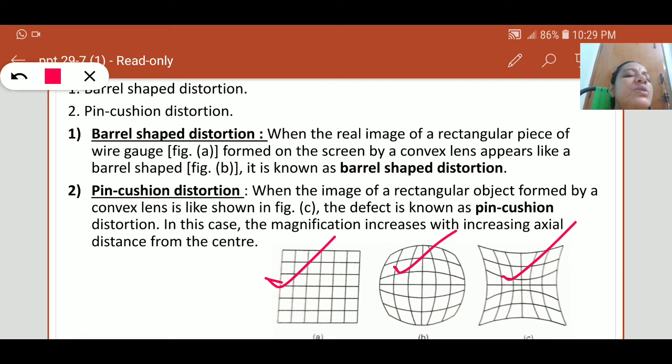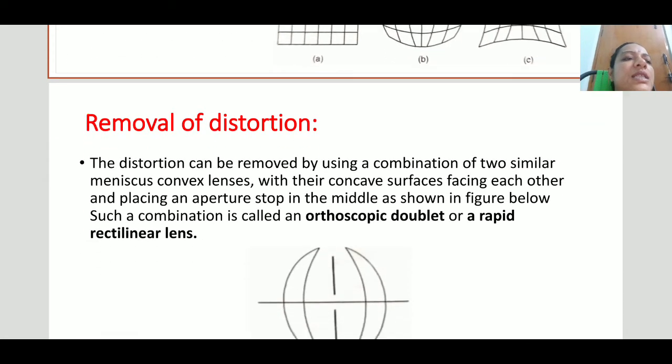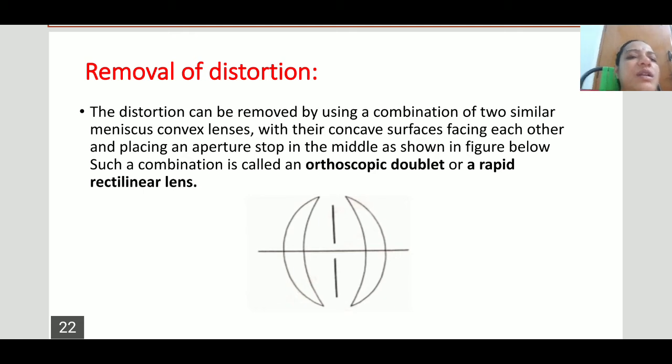Similarly, slightly opposite to this is the pin cushion distortion. When the image of a rectangular object is formed by the convex lens like this, this is the pin cushion distortion. In this case, magnification increases with the increasing axial distance from the center. Next, how do we remove distortion?